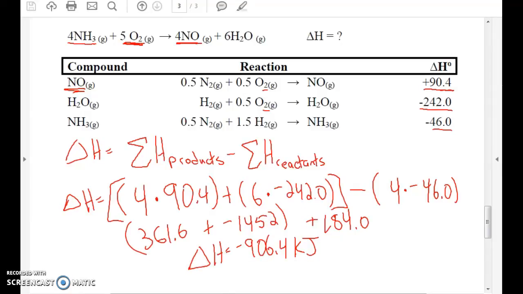Okay, so pay attention to the order of operations. When you do the shortcut method, you never change the signs for the delta H's. Just write them down exactly how they are. Make sure you do products minus reactants.